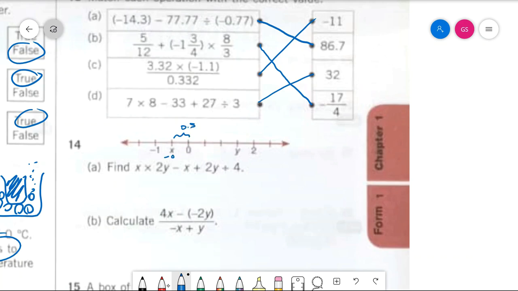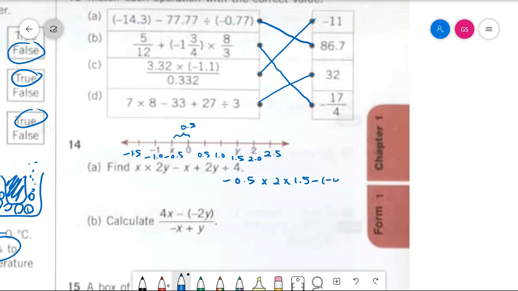So x is actually negative 0.5. Then here 0.5, here 1.0, here 1.5, here 2.0, here 2.5. Even going to the left, negative 1.0, negative 1.5. Pretty simple. So let's put in the numbers. You know x is negative 0.5. Let's write it in here. Negative 0.5 multiply with 2, multiply again with y, 1.5.